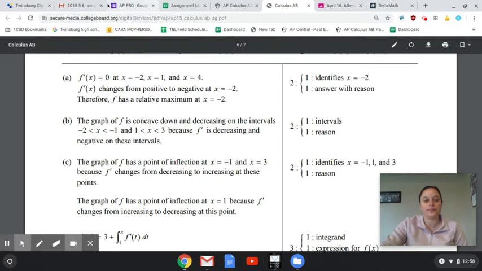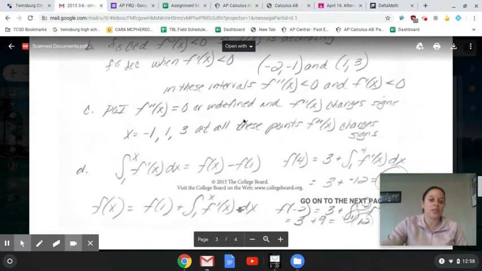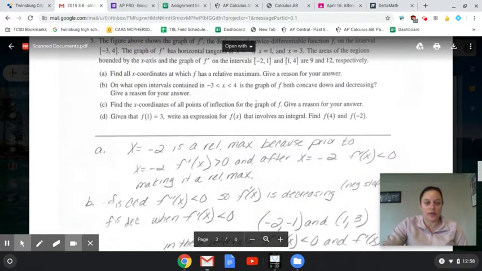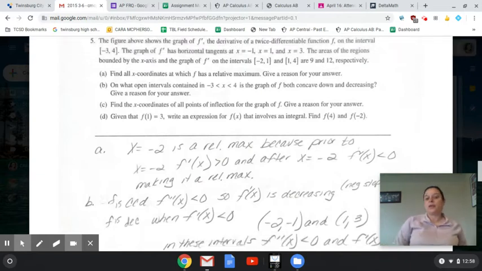And then finally, part D, which was the only part of the question that was not curve analysis, gave you an initial condition, essentially, told you that f of 1 equals 3, and wanted you to write an expression for the original function. They gave you a hint that it had to involve an integral, and that you were going to use that to find f of 4 and f of -2.